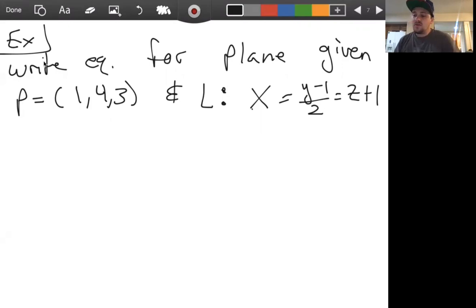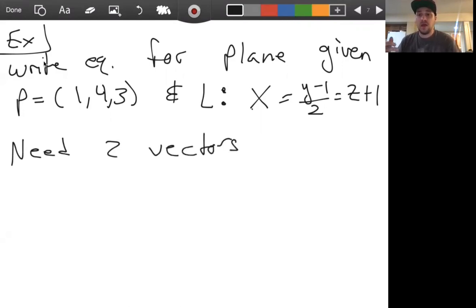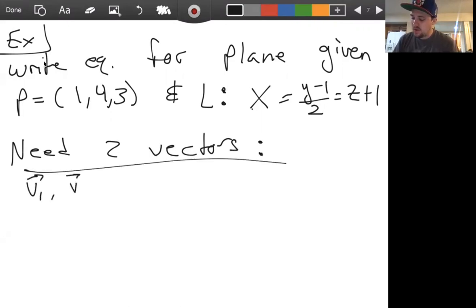Now, we need 2 vectors, right? Because that way we can take the cross product to get a normal vector for this plane. So here's what we need. Call them V1 and V2. How can we find V1? Well, we can find V1 from the line, right? Because what do we have?